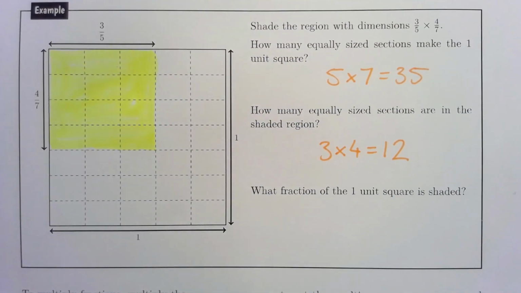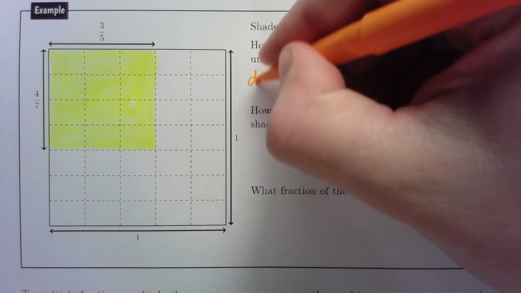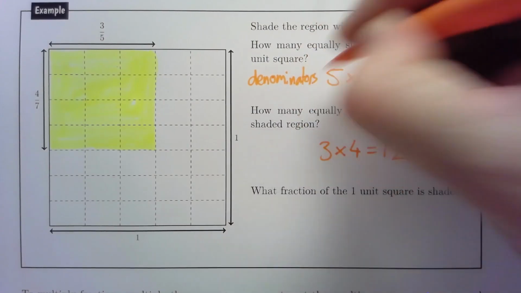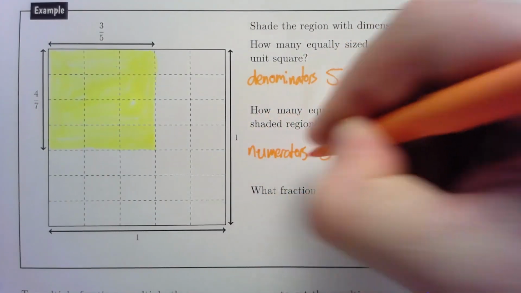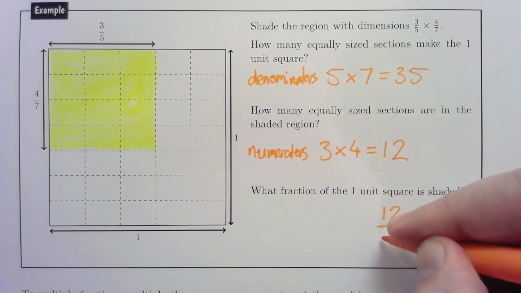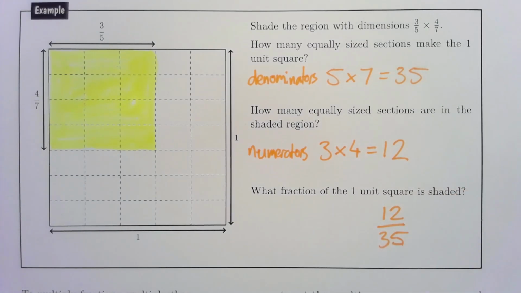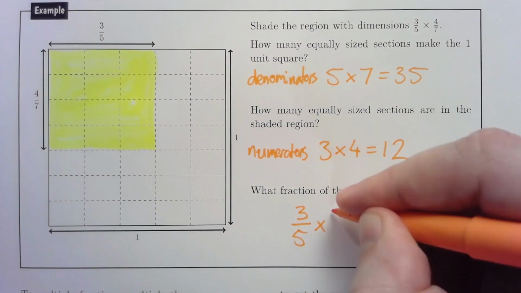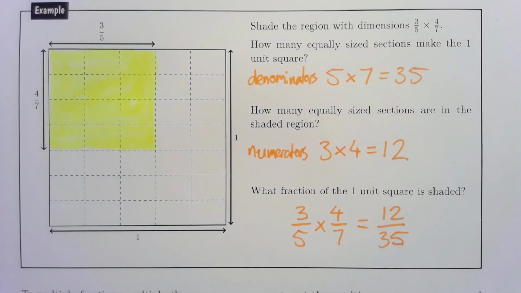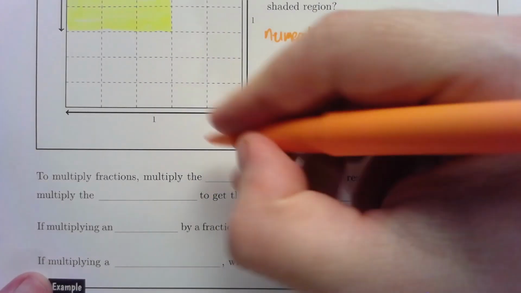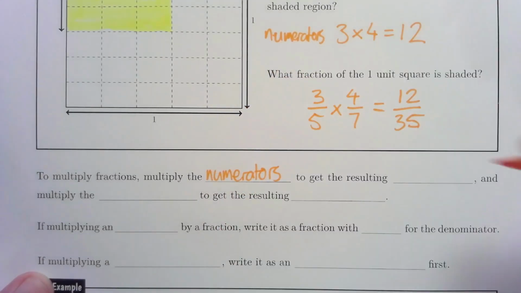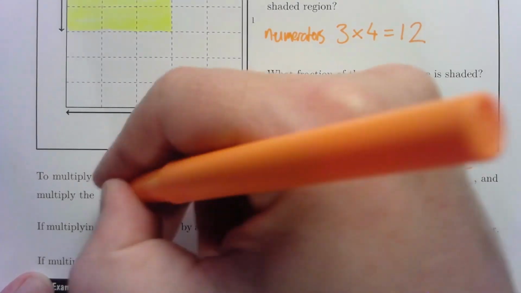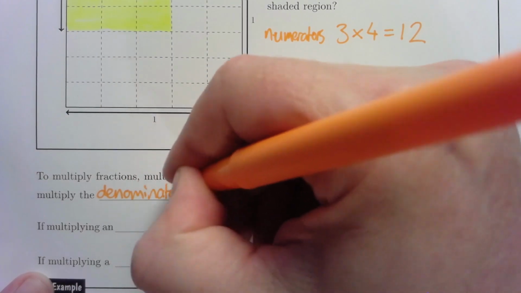Notice to get these two numbers, we were multiplying the denominators of our two fractions and multiplying the numerators of our two fractions. So the fraction of the whole that our shaded area represents is 12 parts out of 35. But we really found that by multiplying 3/5 by 4/7. So in practice, to multiply fractions, we can multiply the numerators to get the resulting numerator and multiply the denominators to get the resulting denominator.